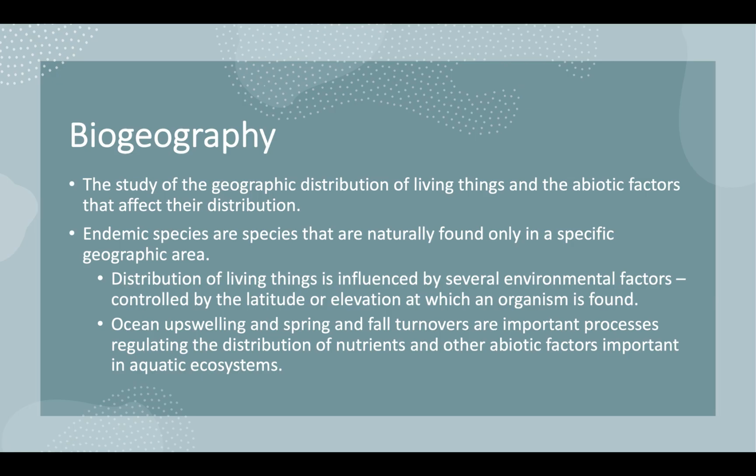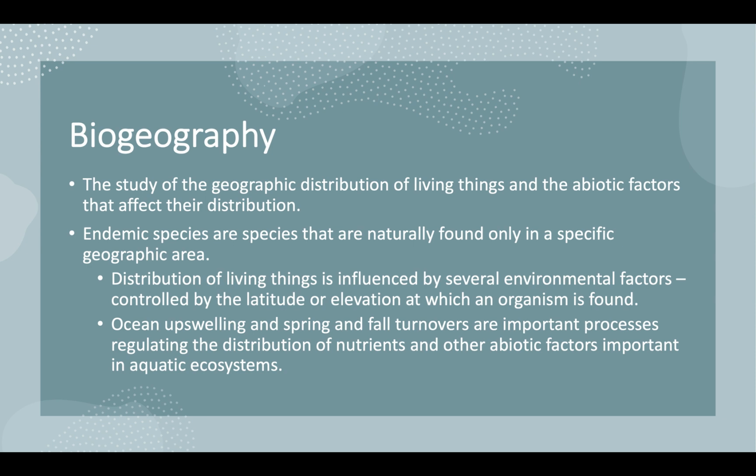Because we previously spoke about limiting factors that limit the organisms from distributing across the terrestrial or the land, we want to talk about biogeography. Biogeography is the study of the geographic distribution of living things and the abiotic factors that affect their distribution. Endemic species are species that are naturally found only in a specific geographic area. Basically, if you want to think of an endemic species, like the kangaroo, it's located in Australia.